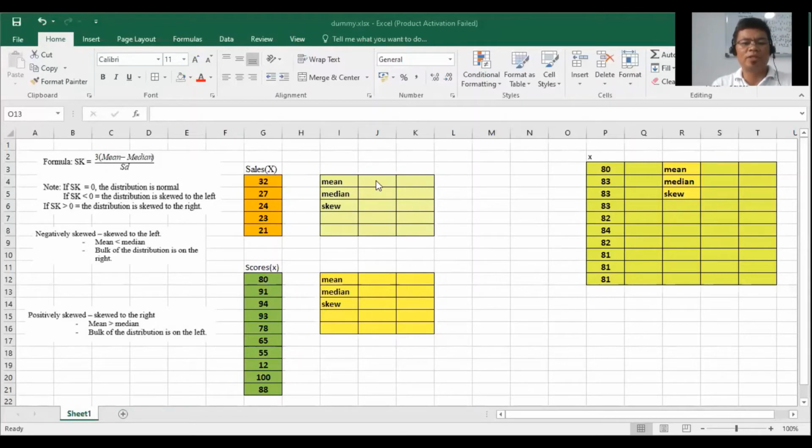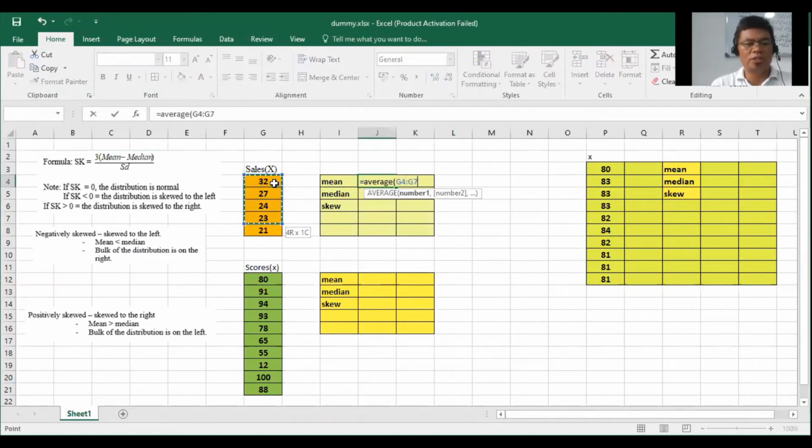So first, we have to get the mean. The mean is computed by getting the sum of all the numbers or data or scores divided by the number of scores. But in our Microsoft Excel, we just make use of the average, and then we drag it from G4 to G8, and then close parenthesis, equals. So the mean of this data set is 25.4. Okay, the median, the same procedure as in our average. Okay, the median is 24.